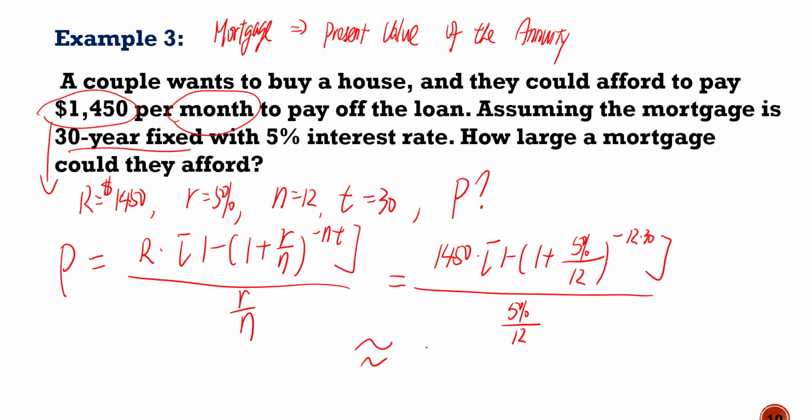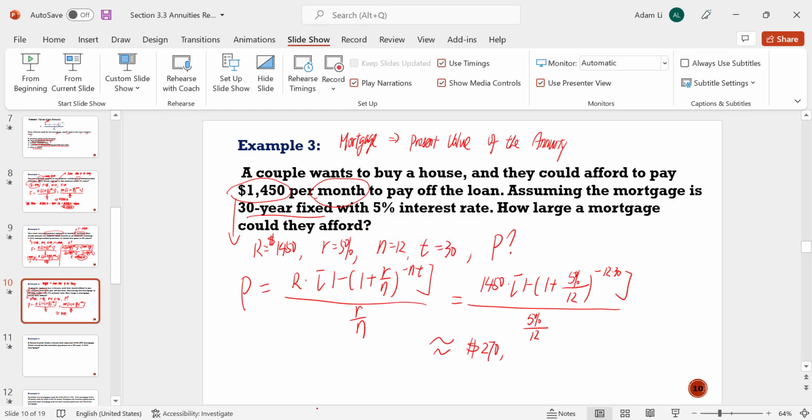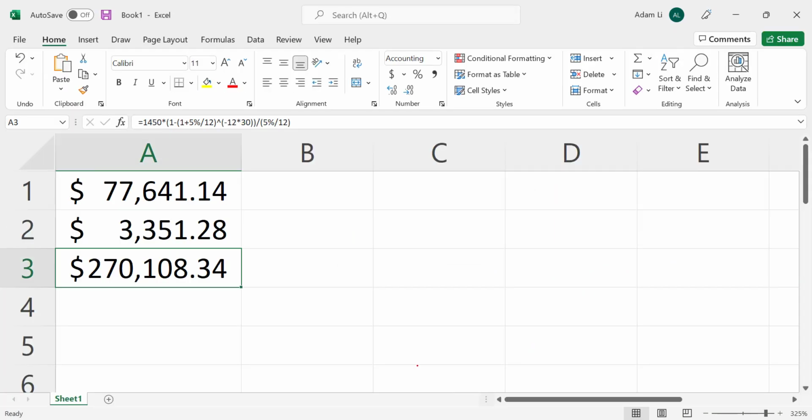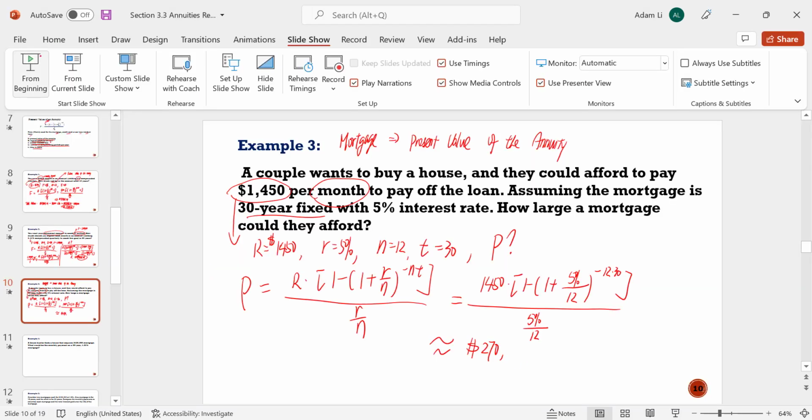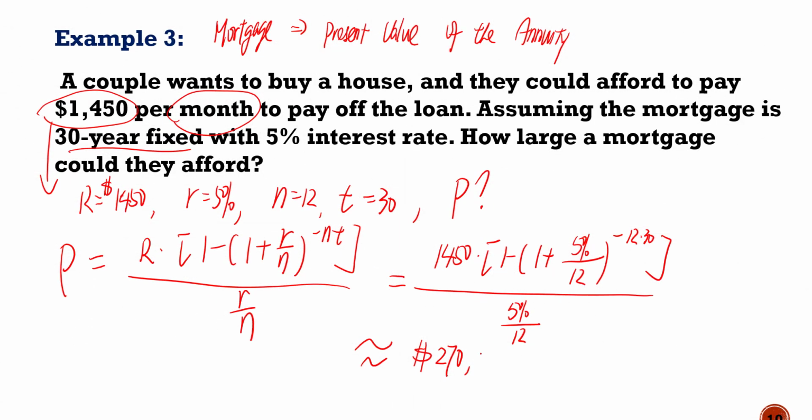So the total is about $270,108. This is the total mortgage they could afford to purchase the house.